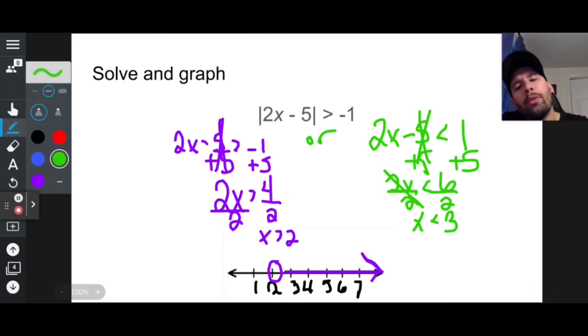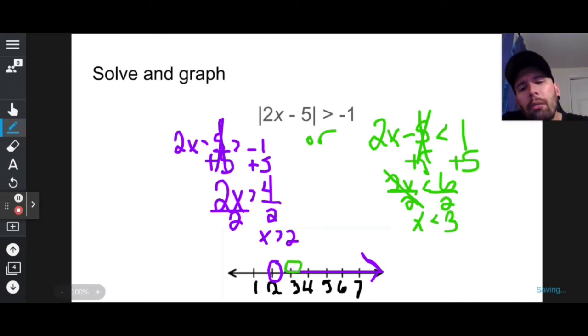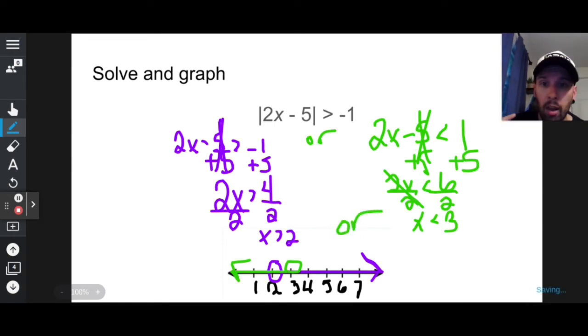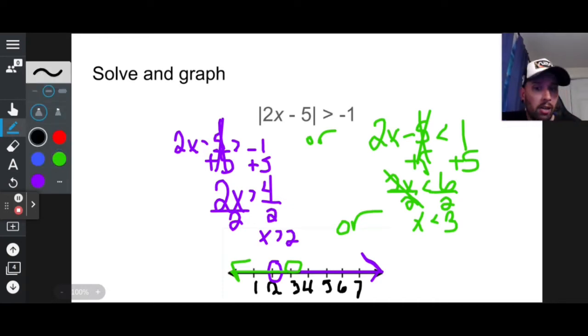X is less than 3 means I put the circle at 3. Don't fill it in, go to the left. Well, wait a minute. With the double arrows and with the ors, I'm supposed to include everything on that line that the line touches. So since one starts here, the other starts there, and they overlap and completely cover each other, what I'm going to end up with is the entire number line.